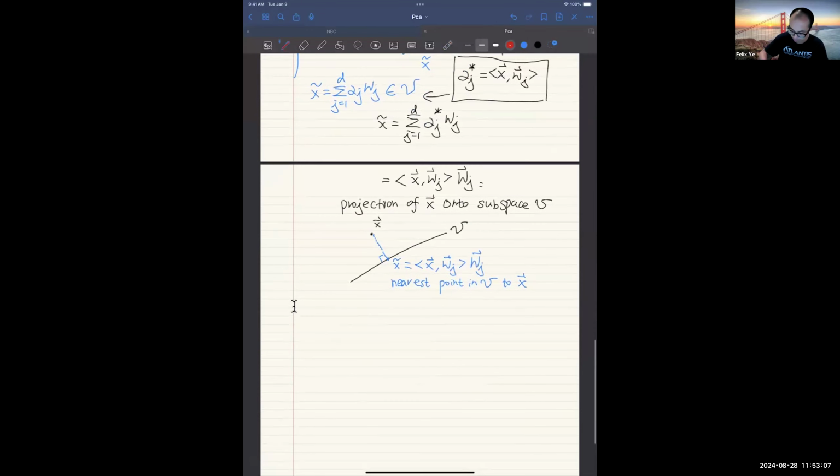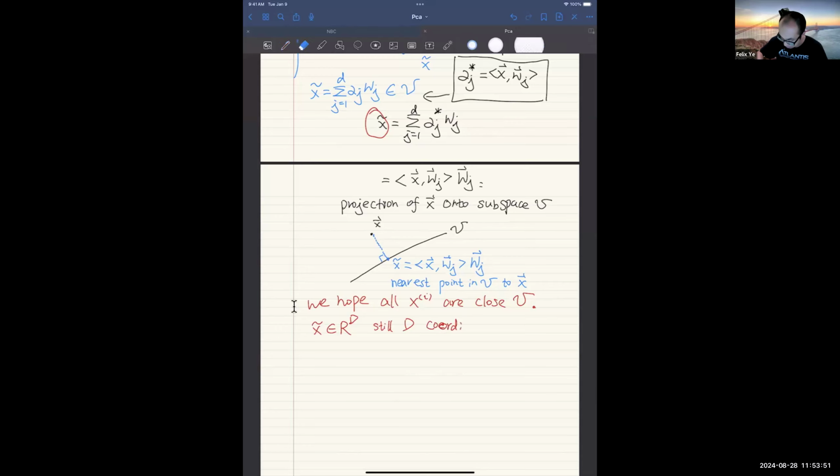So that means we hope all x of i, the whole data here, are close to the subspace of V, right? But of course, that's my representation of my x2 here. The big issue here is that this x2 is still represented by big D dimensions. It still needs D coordinates. So that means this is not fully lower dimensional.